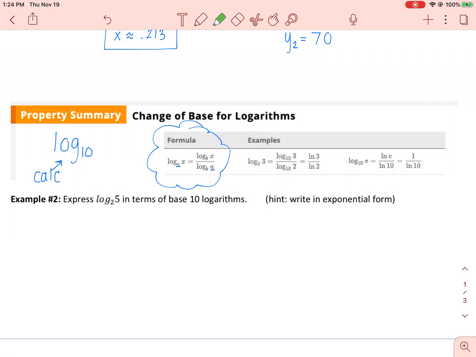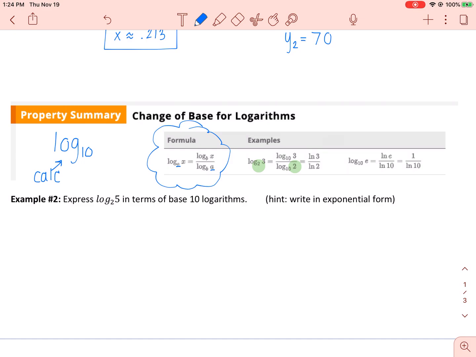The base of 2 becomes my argument in the bottom. The 3, which was the argument in my normal log, becomes the same argument in the numerator. They now will have the same base. They'll be base 10. You can either write it in terms of log or ln. They will be equal, and you're able to put that in your calculator.